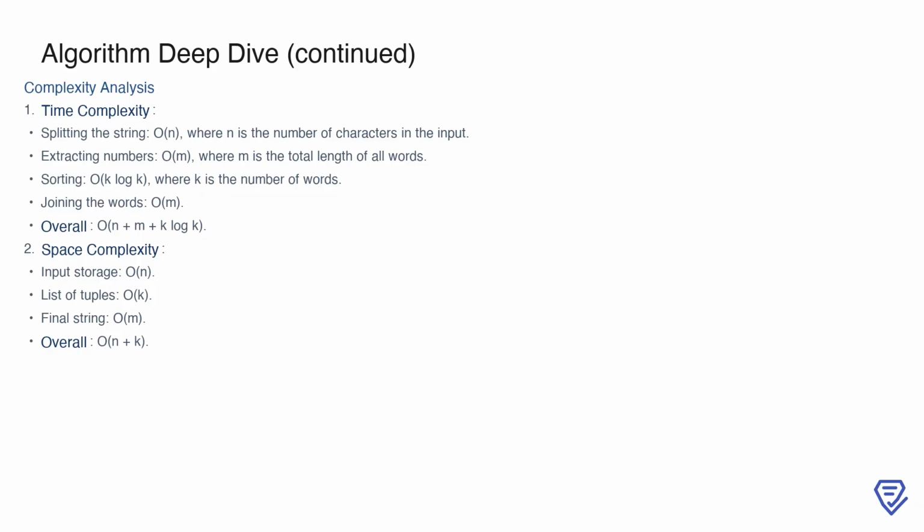For space complexity, storing the input string requires O(n), while the list of tuples uses O(k), where k is the number of words. The reconstructed string also requires O(m) space. Thus, the overall space complexity is O(n + k). This ensures the algorithm is both time and space efficient while solving the problem effectively.